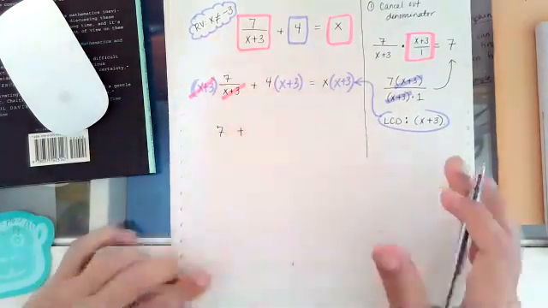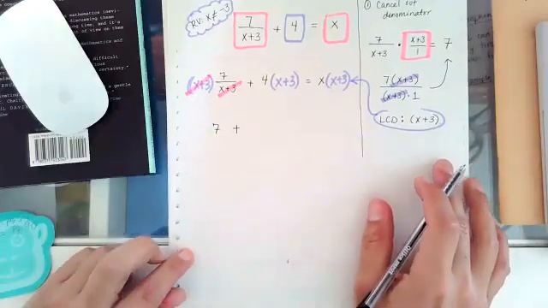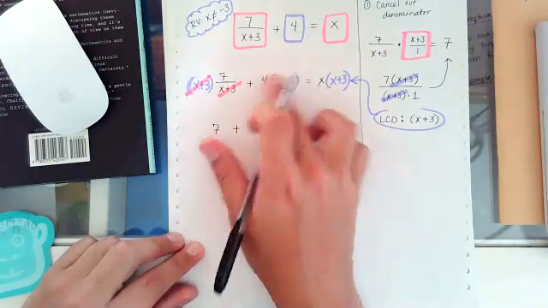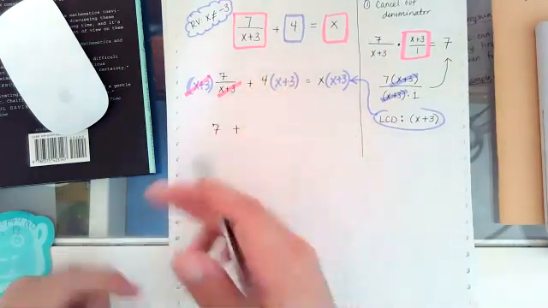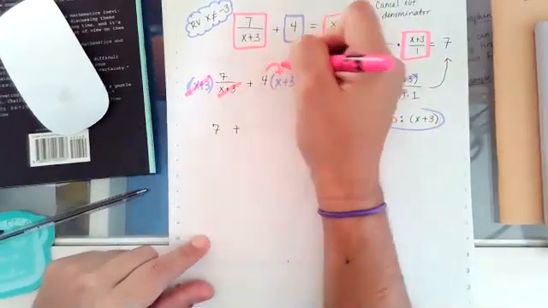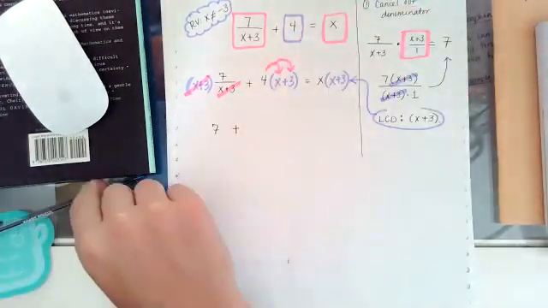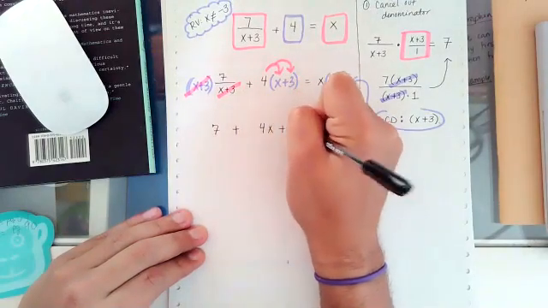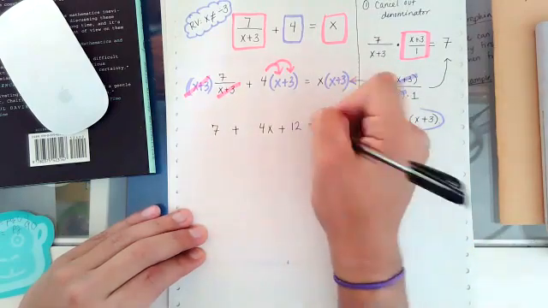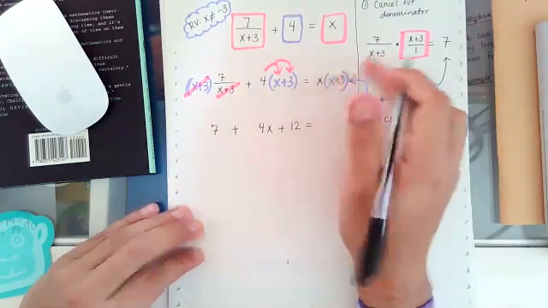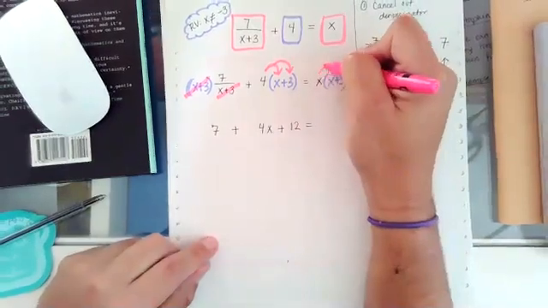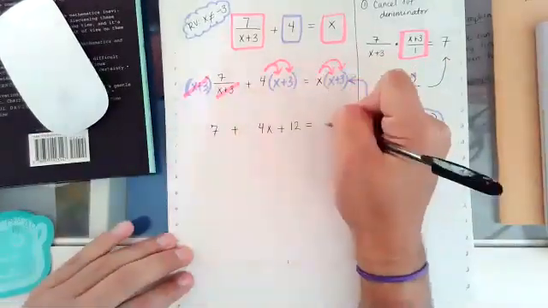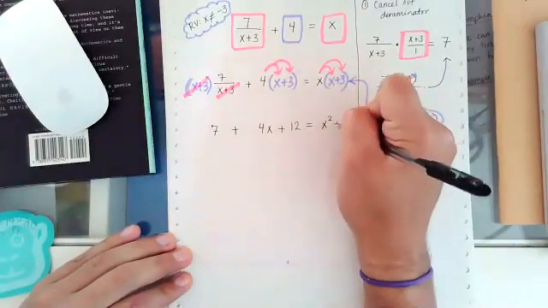And not having that fraction is going to be super useful. On the other terms, like 4 times x plus 3, there's nothing that cancels out. So you do have to distribute this out to get 4x plus 12. Over here, you will have to distribute out the x times the other polynomial to get x squared plus 3x.